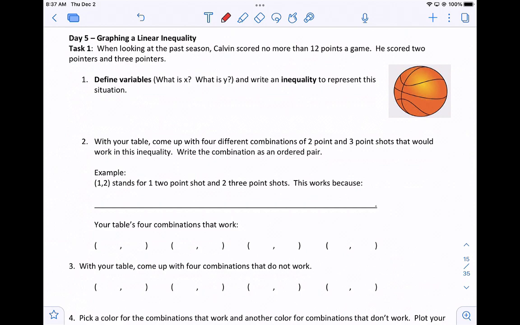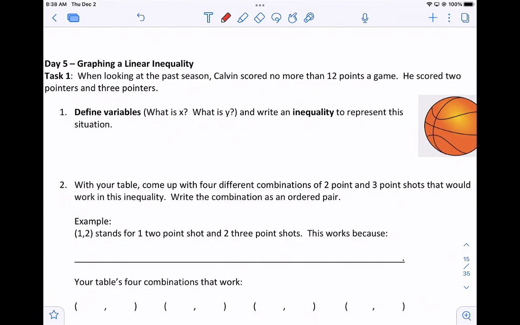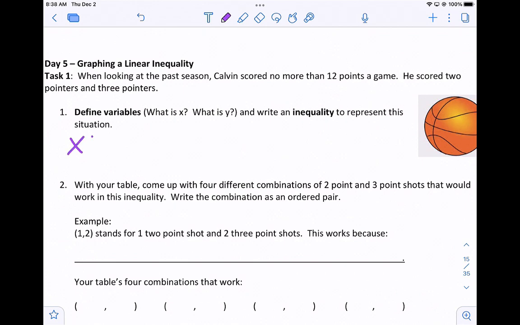We know that if we want to write the inequality, we have to define our variables so we know what things stand for. So that's the first step. What should we call our x? What should we call our y? So I'm going to decide to call x the number of 2-point shots. And then we'll call y the number of 3-point shots.